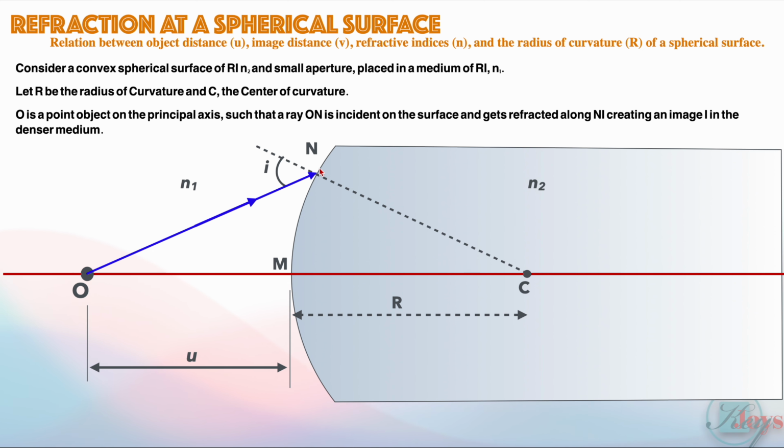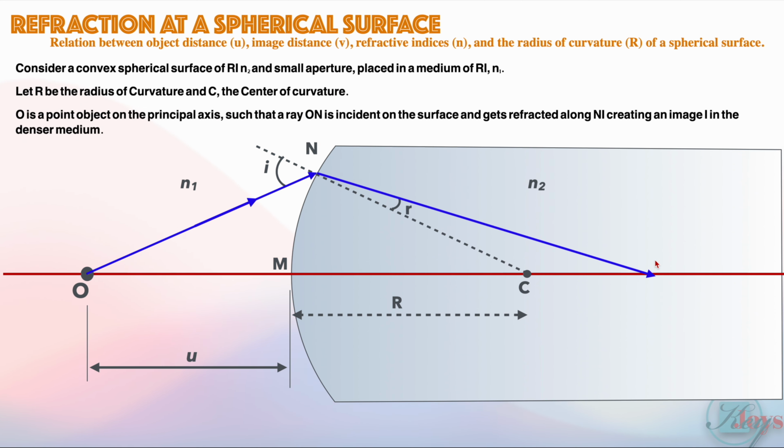Now after hitting the surface at point N, if there was no surface of separation between the two media, the ray would have gone straight like this. But because of this surface, the ray now bends. Will it go away from the normal or towards the normal? It has to go towards the normal, because it is traveling from rarer to denser medium. Whenever a ray travels from rarer to denser medium, it bends towards the normal. So it gets bent towards the normal in this manner.